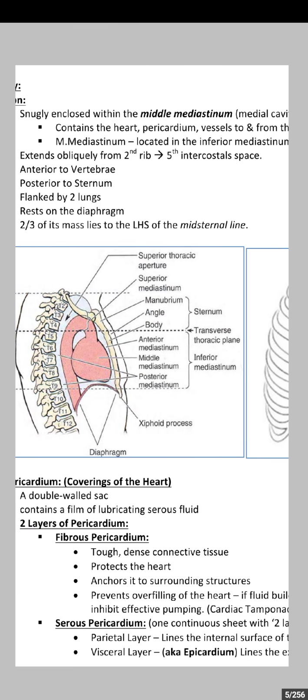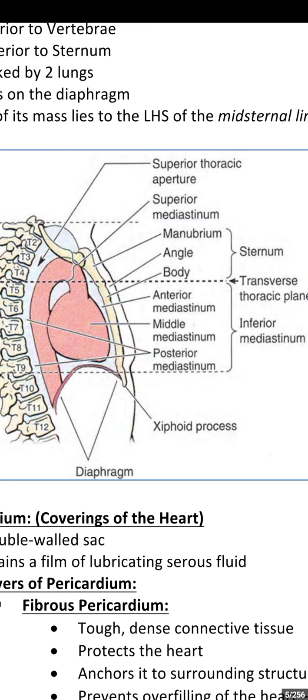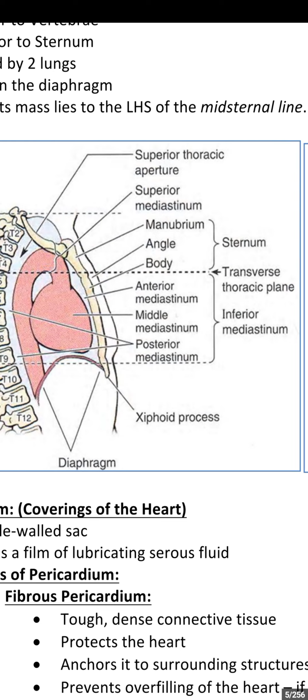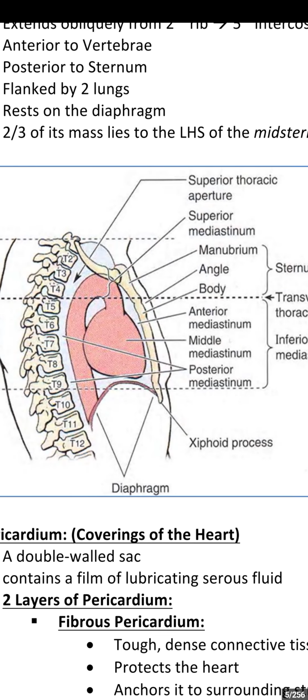Next, two-thirds of the mass of the heart lies to the left-hand side of the mid-sternal line. As you can see, the mid-sternal line, the left-hand side, two-thirds of the mass of the heart lies to the left of the mid-sternum.